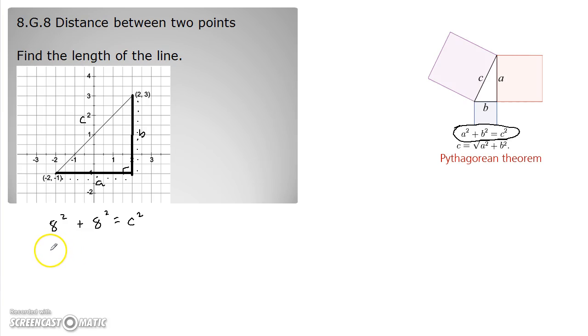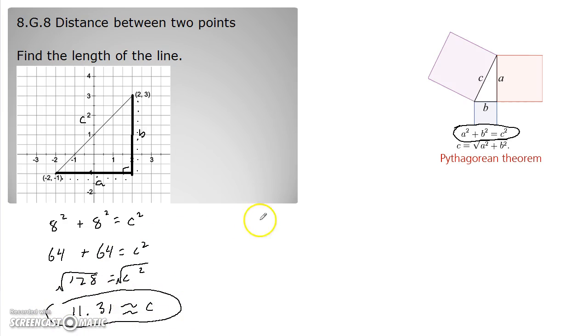Well, this one's not too bad. 8 squared is 64. 8 squared is 64 equals C squared. So I add those two up. That's 128 equals C squared. Remember, to undo a square, you square root it. So my answer is the square root of 128. Let's type that in, and my answer is about 11.31. That's my C.